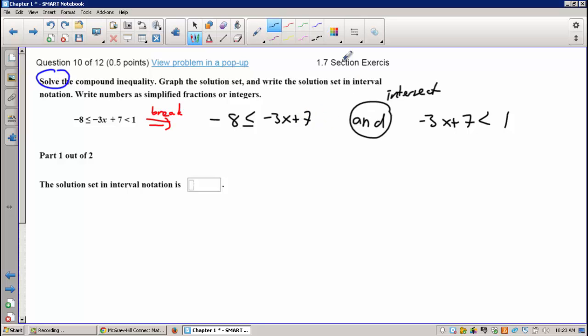Okay? How do you get x by itself here? You need to subtract 7, and then they cancel and make 15, and you need to divide. When you divide, don't forget, you need to switch signs. Why do I need to switch direction? Because I'm dividing by a negative number. Remember, one of the rules of inequality is if you multiply or divide by a negative, your direction changes. The direction of the inequality changes.